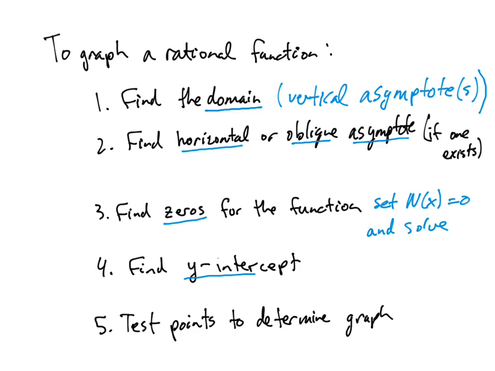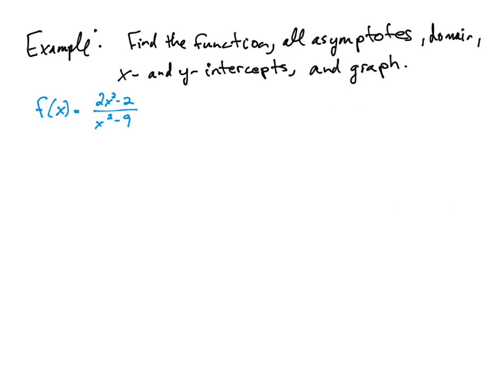Then we find the y-intercept. The y-intercept, we can find that by evaluating f of 0, and then test a few different points to determine what the graph is. So these are the steps we will follow in the next examples. So let's look at some examples here.